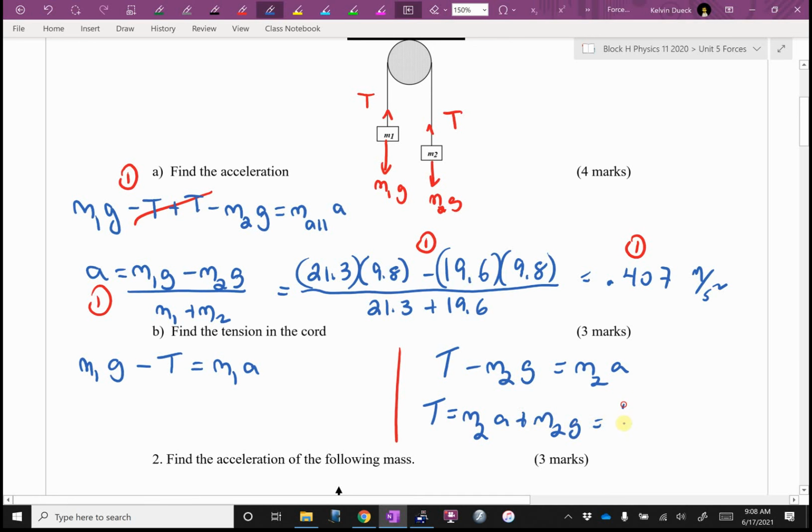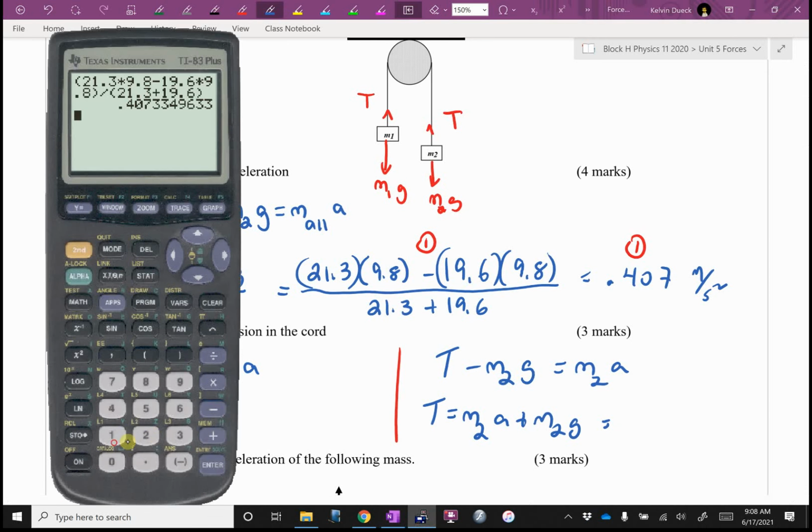M2 was 19.6 times answer button plus, I'm running out of room, Mr. Duick. Let's see. I'm going to go straight to the answer here. 19.6 times answer button plus 19.6 times 9.8. Do y'all get 200? And I knew it was going to be a fairly big tension because 19.6 kilograms, that's about 50 pounds.